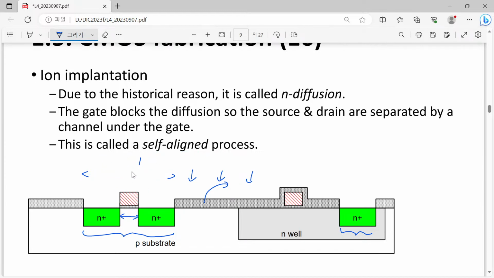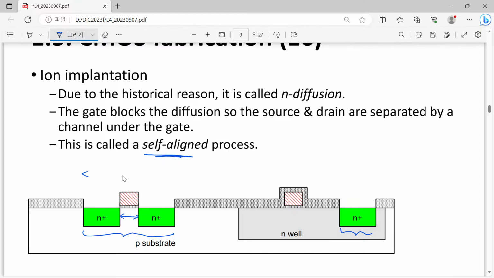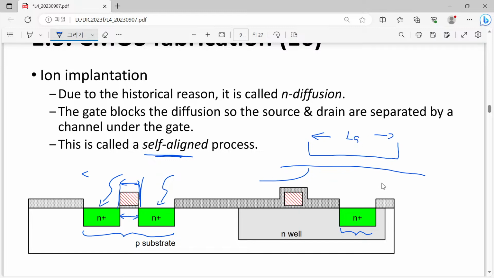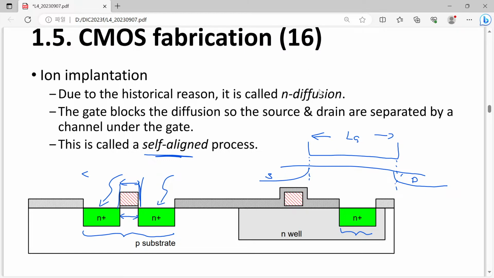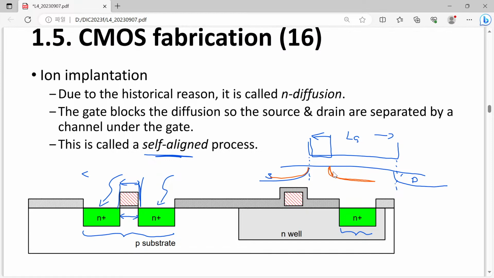So simply speaking, this self-aligned process is the process where source and drain are self-aligned by the predefined gate. If you have a longer gate, then what will happen? Let's say you have introduced a longer gate length, then still you will have source and drain just close to your gate end, because this one and that one are the reference points for your implantation. If you have a shorter gate length, even in this case you will have well aligned source and drain shape.